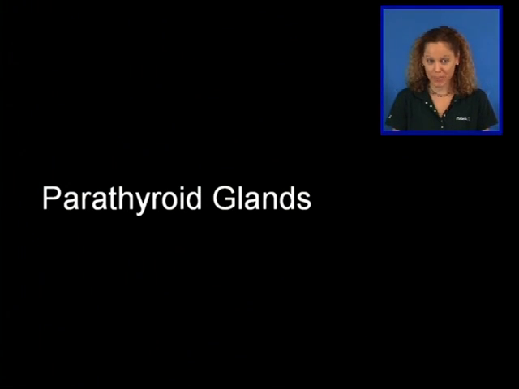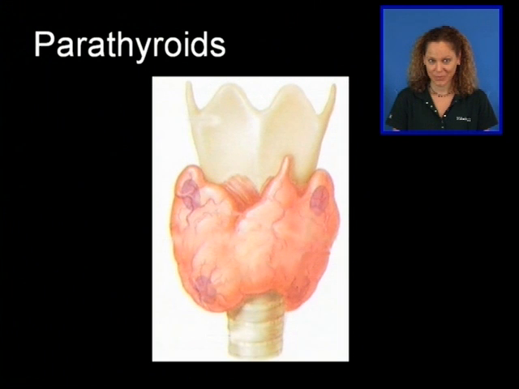Now we're going to talk about the parathyroid glands. There are usually 4 parathyroid glands, and they are located in and around the thyroid gland. They appear as small brown or black bean-sized pieces of tissue, and sometimes they appear very similar to the thyroid tissue itself, and it's difficult to distinguish the two.